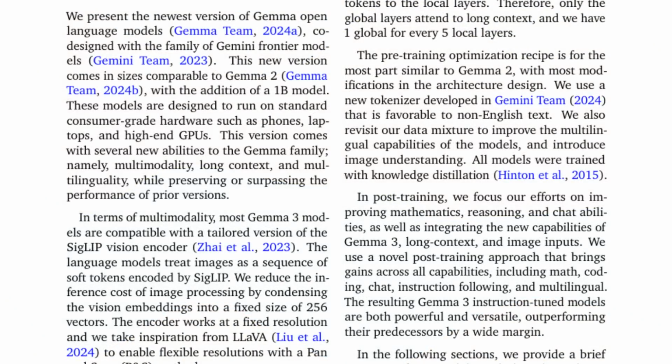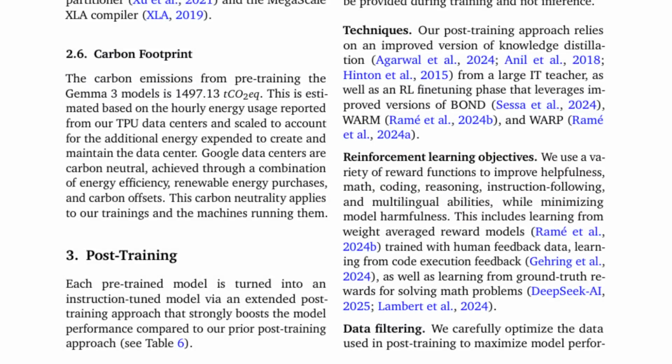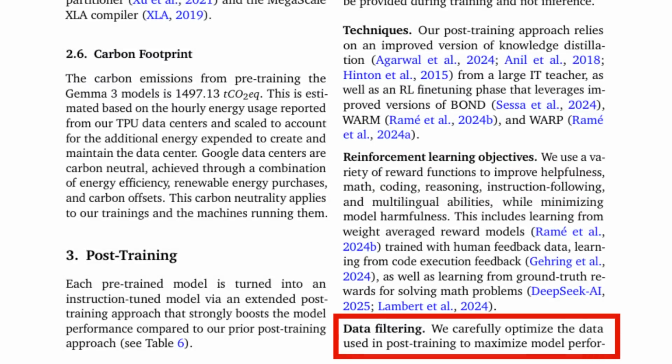On top of the actual number of tokens that these have been trained for, all of the models have also been trained with knowledge distillation. And they talk about how they've enhanced a lot of the data filtering techniques to try and improve the data that's actually going into the model here.